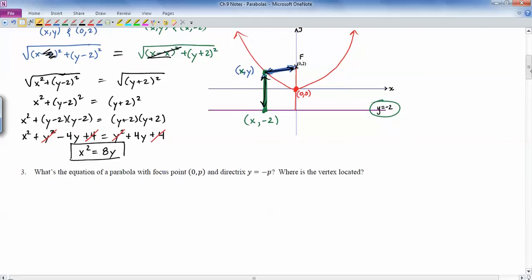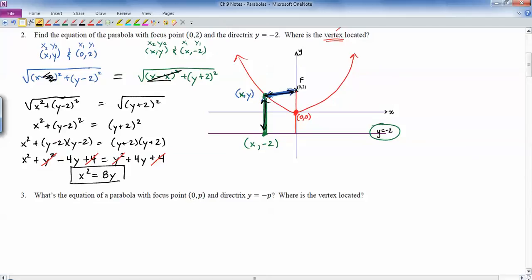Let's take a look at number 3. Now, if you notice, number 3 is just like number 2, except instead of 0, 2, we're using a general focus point, 0, p. And instead of the directrix being negative 2, it's going to be negative p. So we're basically going to do the same problem, but 2's turn into p's. So let's graph a sample picture for it.